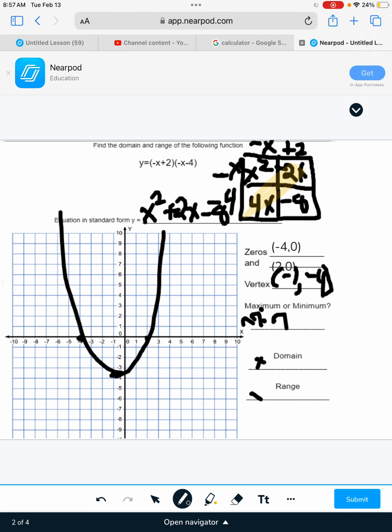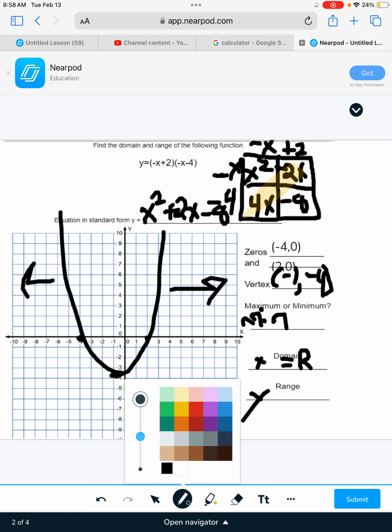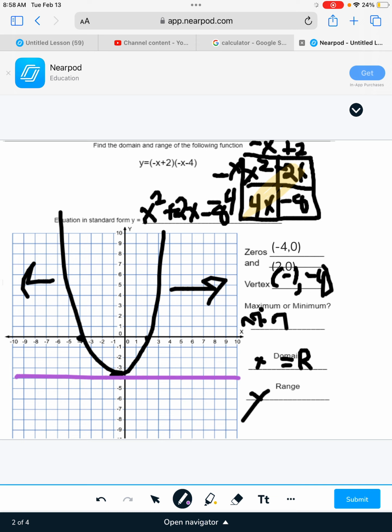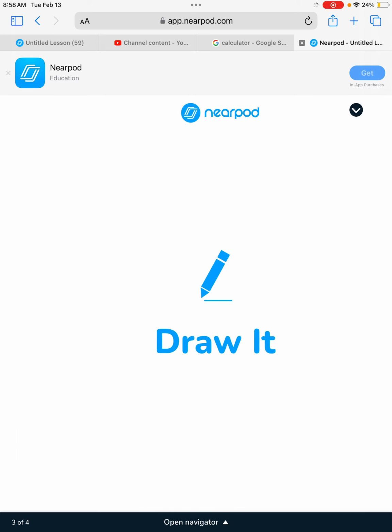Our domain, it does not stop going to the right. It does not stop going to the left. All possible numbers can be plugged into my domain. So I'm going to put all real numbers here. My range, I do have a boundary that this cannot go past, and that is going to be that -9 line right here. Y has to be greater than or equal to that -9. Remember that table where we could be -9? That's a fine value for us to be at.